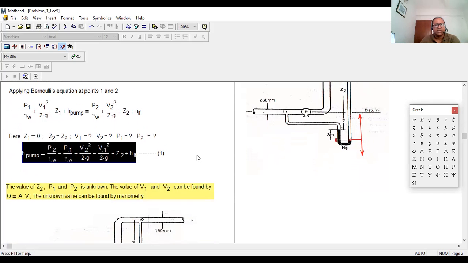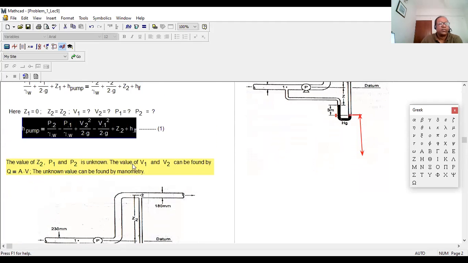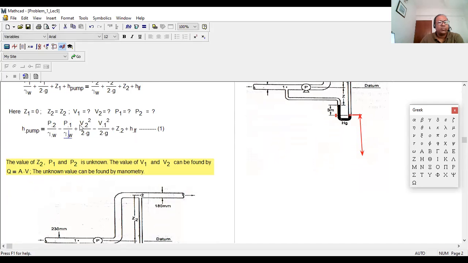Now, we need to figure out, you see right over here, what we have? P2 minus P1 divided by gamma W, right? So that means we have P2 on the left side, right side, P2 minus P1 divided by gamma W. If you figure out this value, then you just put it over there because H L F we know. V1 we can figure out, Q by A1, V2, Q by A2. So this term we need to figure out.